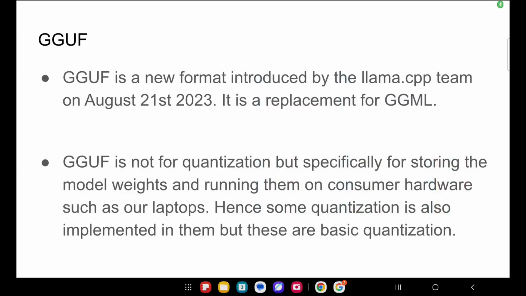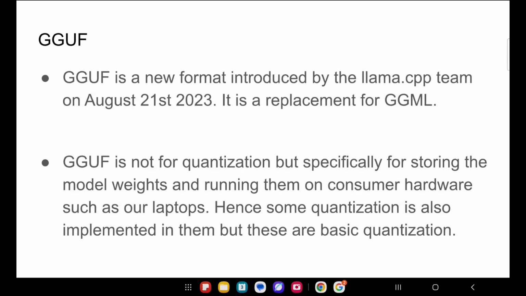So now let's talk about GGUF. GGUF is a new format introduced by the Llama.cpp team on August 2023. It's a replacement for GGML. GGUF is not a quantization technology, but it is specifically used for storing the model weights and running them on consumer hardware such as our laptop. That is the goal of GGUF. There can be multiple quantization techniques used in GGUF.